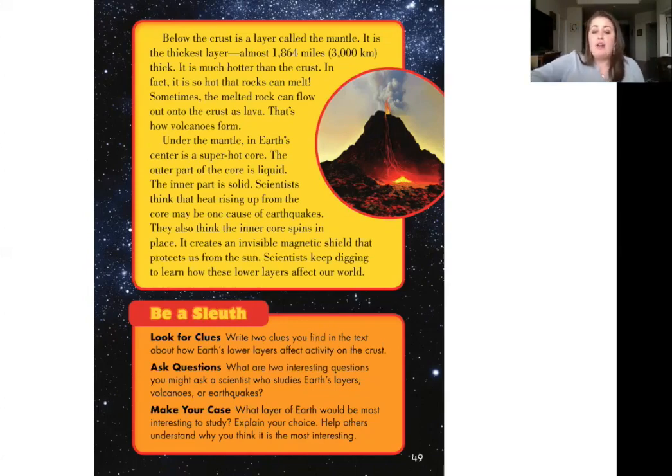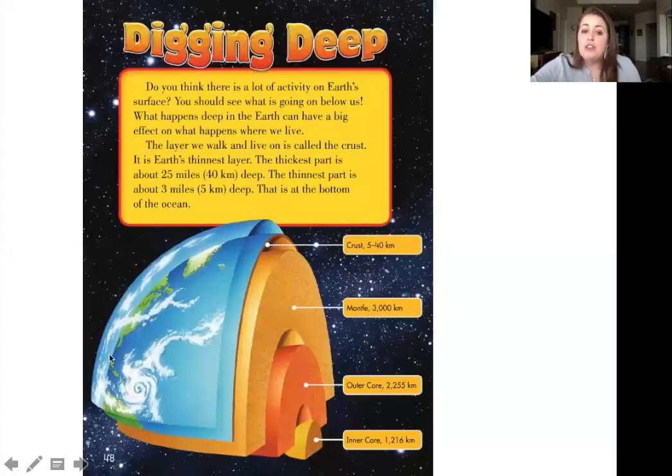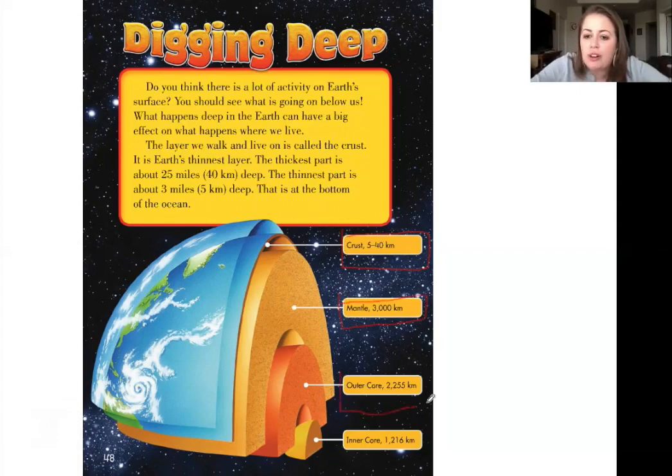Wow. Okay, so let's review. We're going to turn back and I want to review all of the different layers of the earth. So starting at the top where we live, we have that layer that starts with a C. Do you know what it's called? The crust. That's where we live. The next layer down is called the mantle. After that, even further inside of the earth is the outer core. And then at the very center is the inner core.